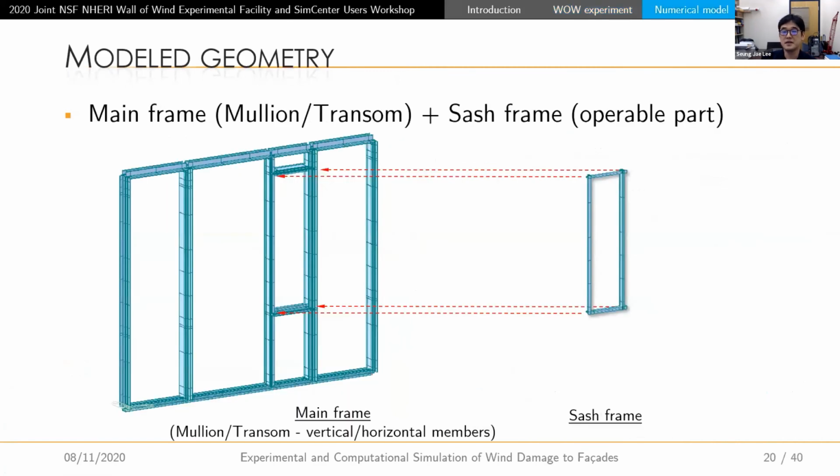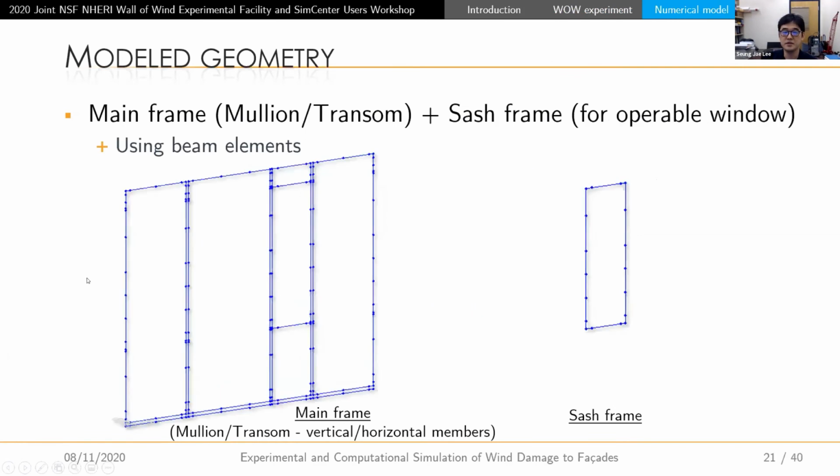Right, so let me talk about the numerical model briefly. Our test specimen has an operable part, meaning it has a chassis frame. In case there is no operable part, there's no chassis frame, but anyway, we have the operable parts. So we have a chassis frame as well as a main frame, which is composed of mullions and transoms, which are the vertical and horizontal members. And this chassis frame for the openable window is supposed to be put on this location.